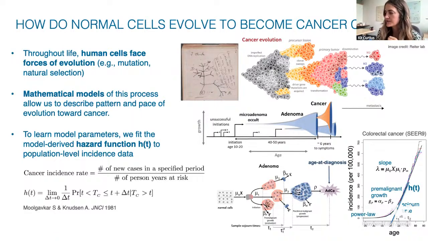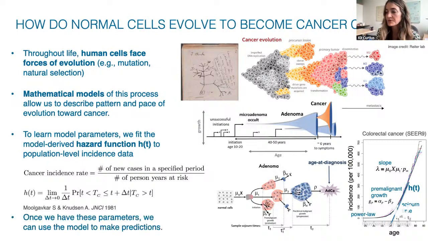And then at young ages is this power law behavior that goes with this classic Armitage-Doll type multi-stage carcinogenesis process. So you can actually see with the shape of the incidence curve how there are differences that describe the cancer process on average in the population. So once we have these parameters, we can use the model to make predictions.